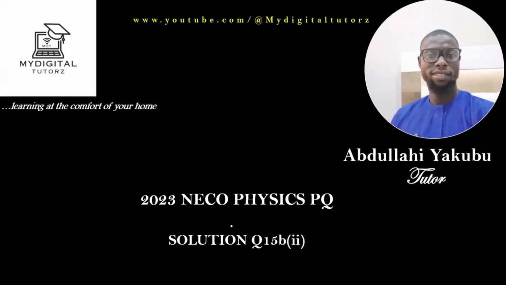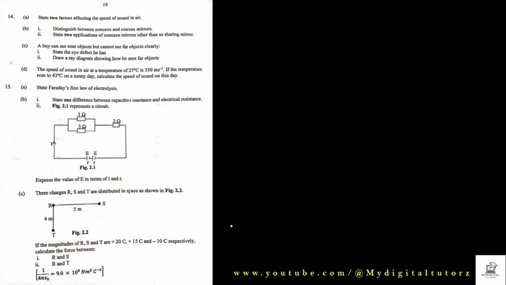Okay, welcome back. Here we're going to continue from where we stopped to question 15b, Roman figure 2. The question says, figure 2.1 represents a circuit, and we have to express the value of E in terms of I and R. So let's get started. Solution.